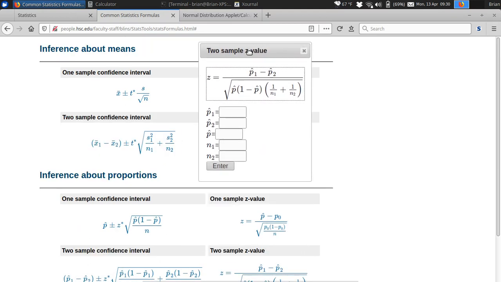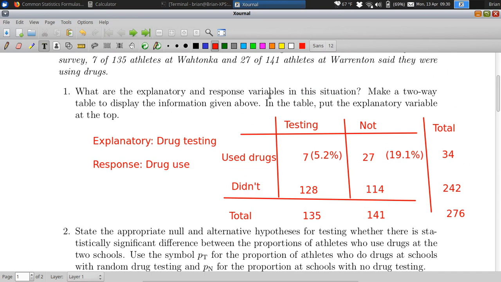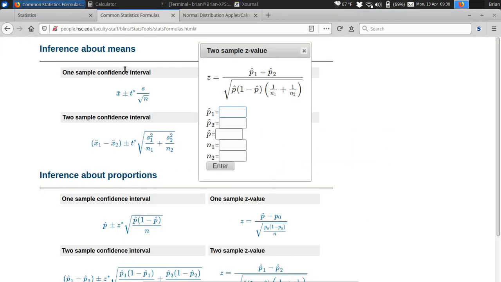So here it is, and I've got all my numbers. I've got proportion 1, I just have to find it. So I go back to the workshop. Where's proportion 1 here? Well, that's this one. It's the proportion in the testing school who admitted to using drugs. It's this 5.2%, or probably better to just enter it as the fraction 7 over 135. So there we go, that's what goes there. 7 over 135 is proportion 1. Proportion 2 is the other school, 27 out of 141.